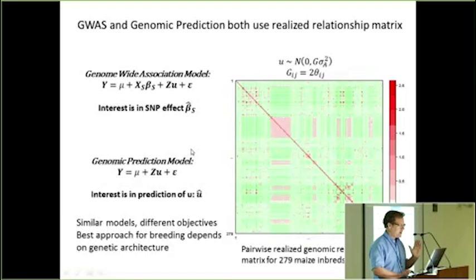What you have is this matrix, so we have 279 lines in the rows and in the columns, and this little cell here is telling me what proportion of the alleles are shared between individual 1 and individual 2. What proportion of the alleles are shared between individual 1 and individual 279? That's this piece of the box over here.